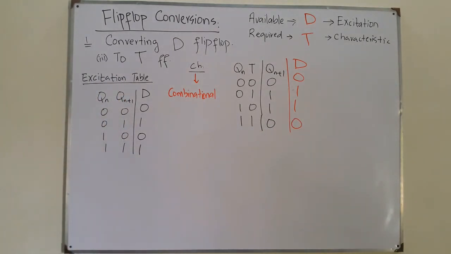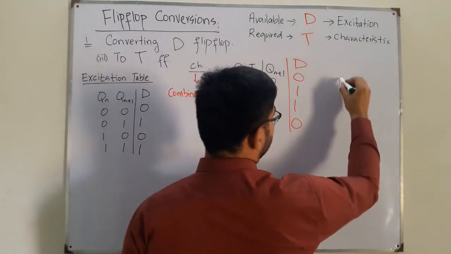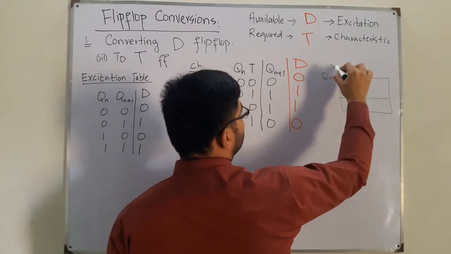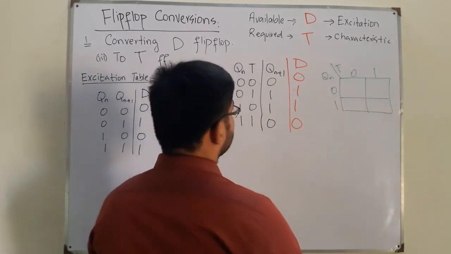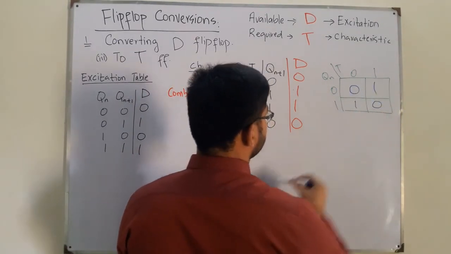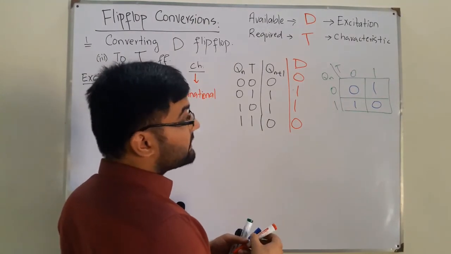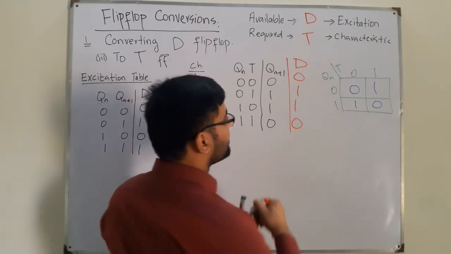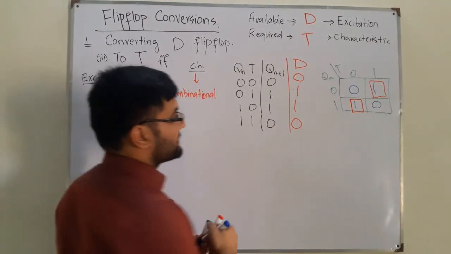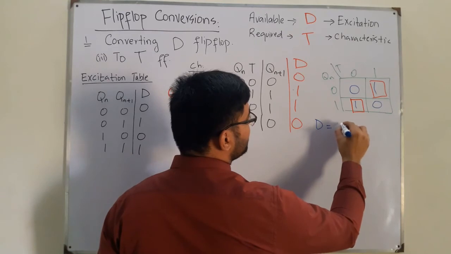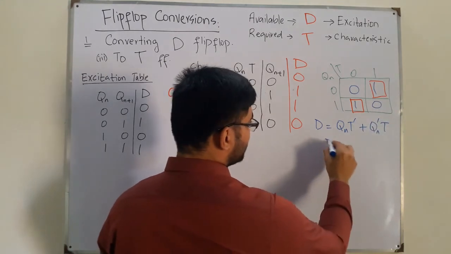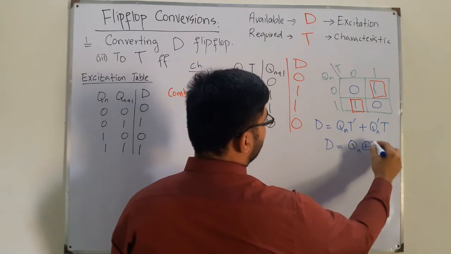Now, simplifying it by the Karnaugh map. So we have a 4-cell map, the inputs to which are Qn and T. 0, 1, 0, 1. Fine, now if you fill it, so you have 0, 1, 1, 0. Now you cannot group them, and I've already told you that when you have this sort of a cross in a checkerboard configuration, this is an XOR operation. But still, if you have any doubt in mind, D is equal to Qn T complement OR Qn complement T. Which means that D is equal to Qn exclusive OR with T.